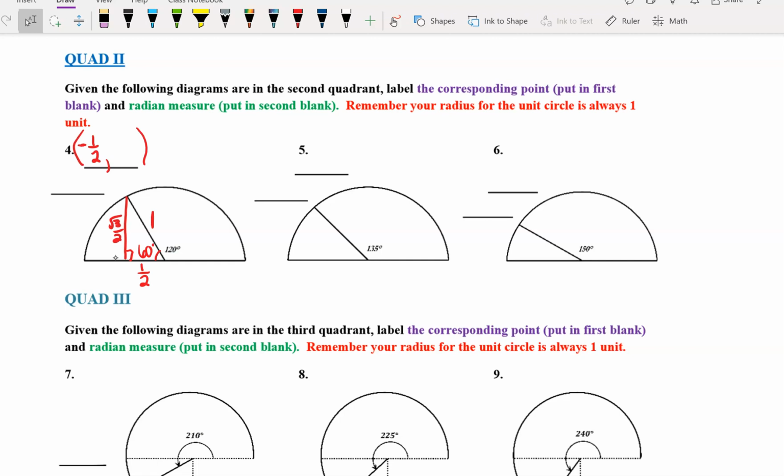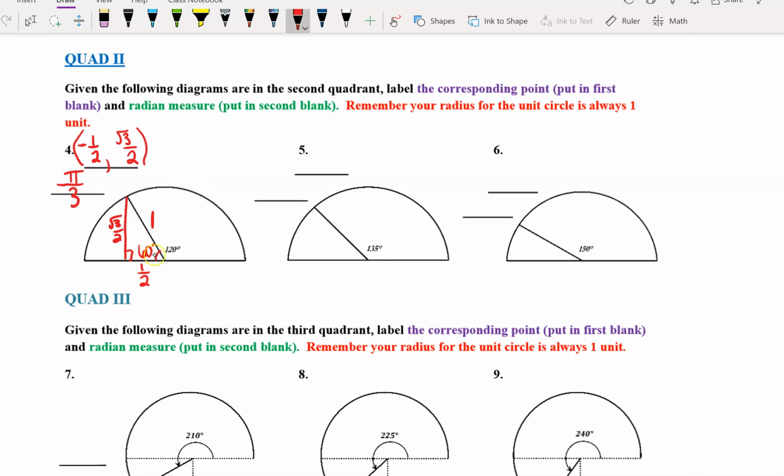All of our x coordinates in the second quadrant are going to be negative because they're going to the left. But then we're still going up root 3 over 2. So our y coordinate is root 3 over 2. And then 120 degrees might not be one that you have memorized, but what matters is we know our reference angle is 60 degrees. If our reference angle is 60 degrees, then we know that this is going to be a pi over 3.